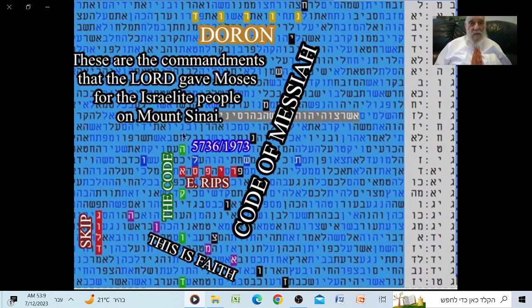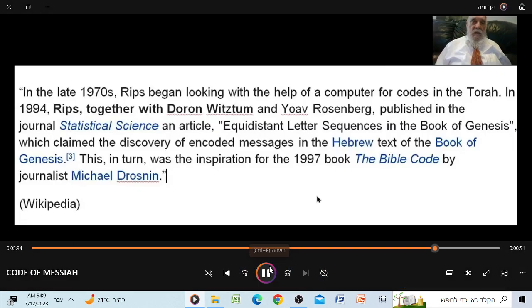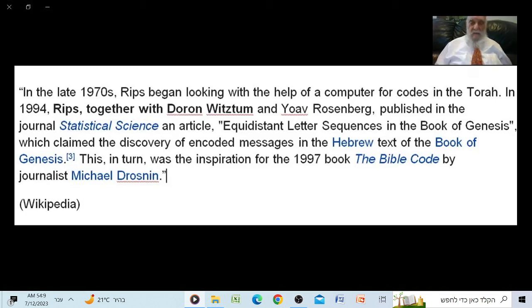Then you have also parallel, which is also significant for Professor Rips and Dr. Rotenberg. You have skip and the code pair, because code and skipping letters go together. So a very important and significant table, and no doubt it proves that there are Messianic codes. I wrote a whole book about it. You can see it on Kindle, called End of Days in the Bible Code.